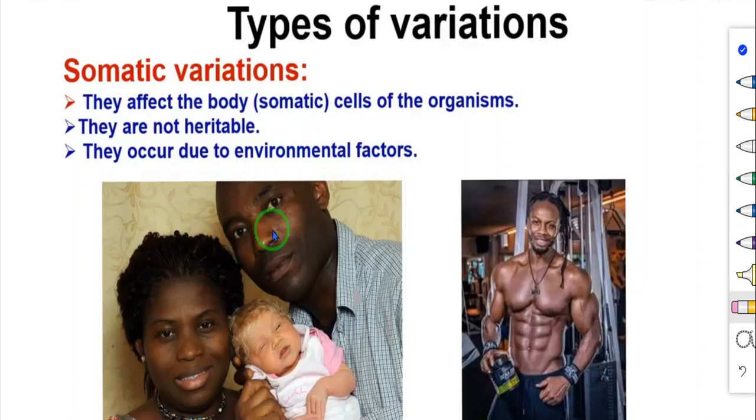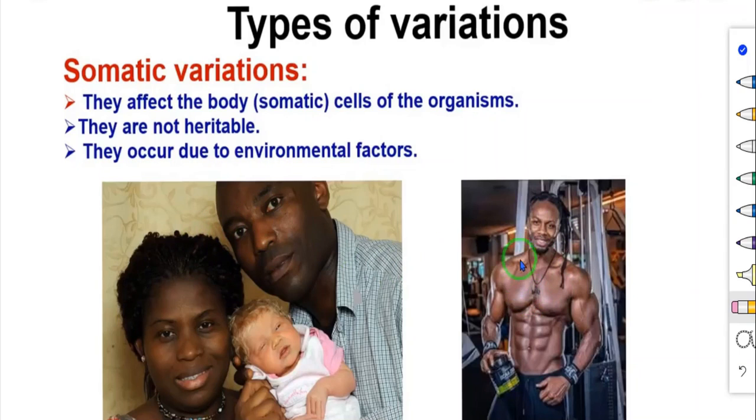See this diagram. These parents were basically white, but they continuously worked under the sunlight. Because of the continuous sunlight, their skin color changed into black. But their child got white in color, because this skin color cannot be transmitted from one generation to the next generation.